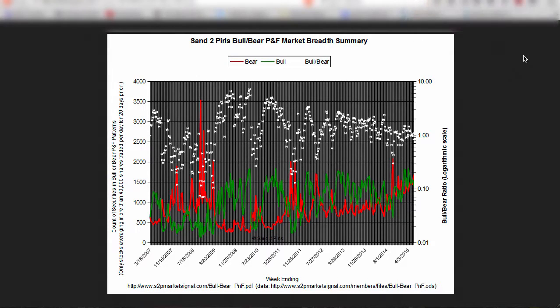The Pirls PNF Market Breadth Summary Chart shows us a market now 3 consecutive weeks in bearish territory.